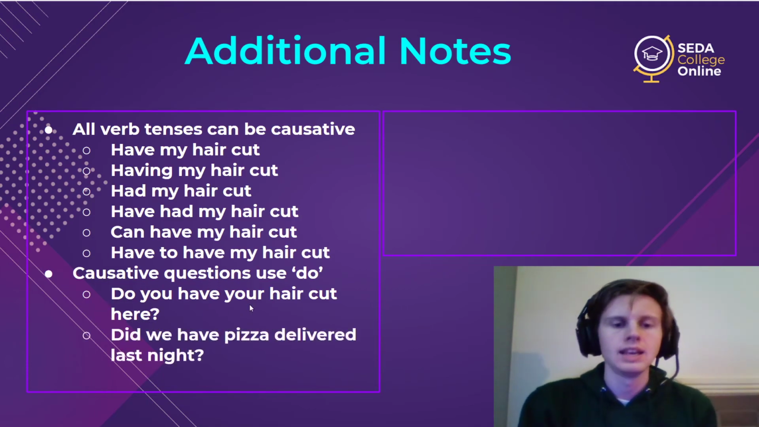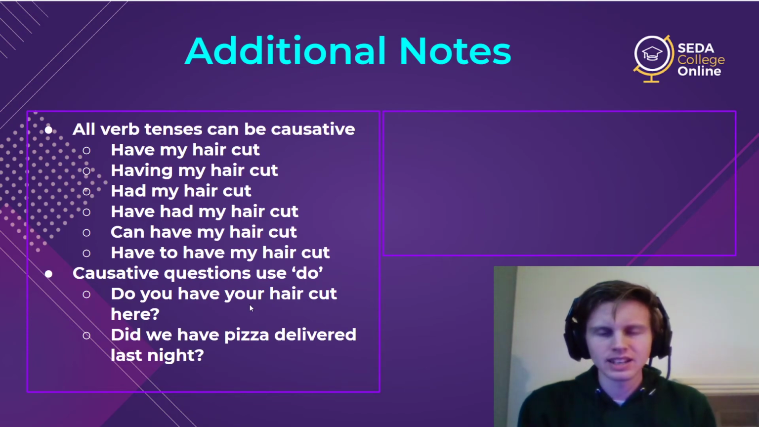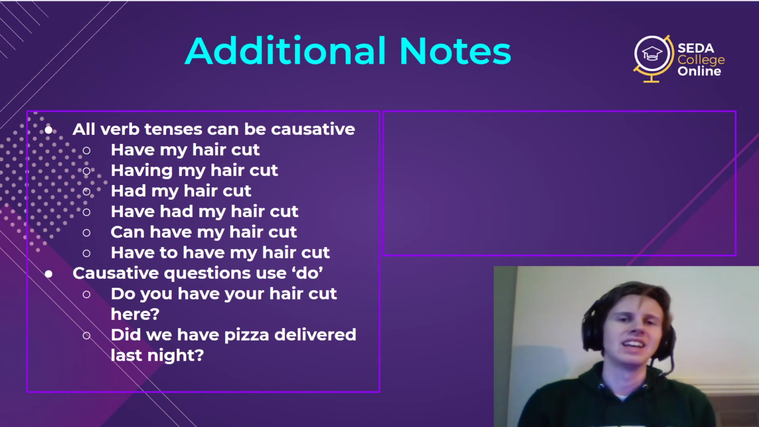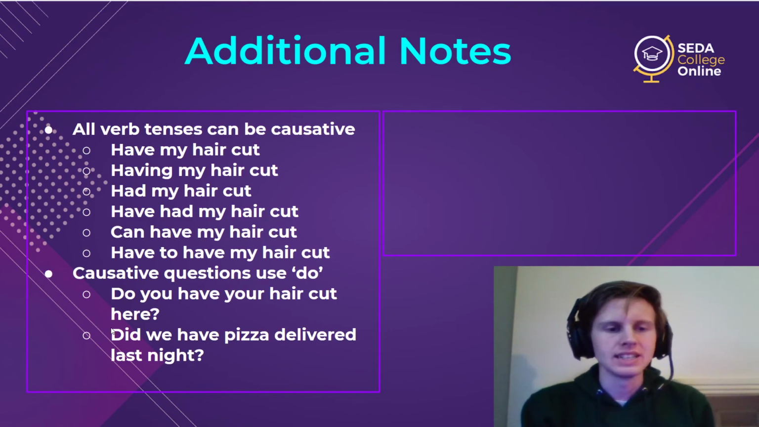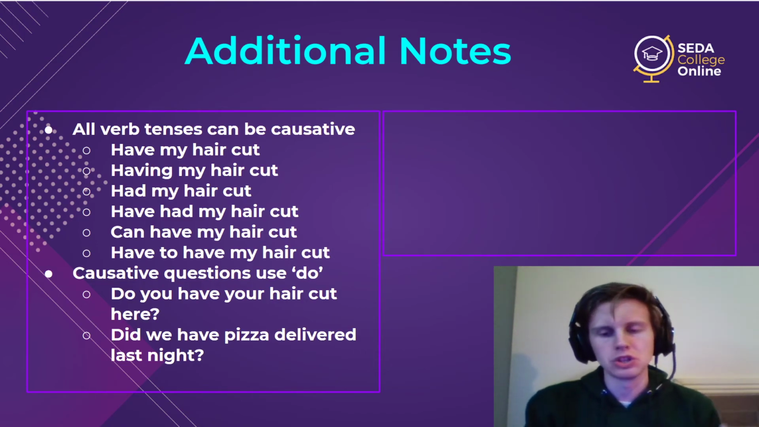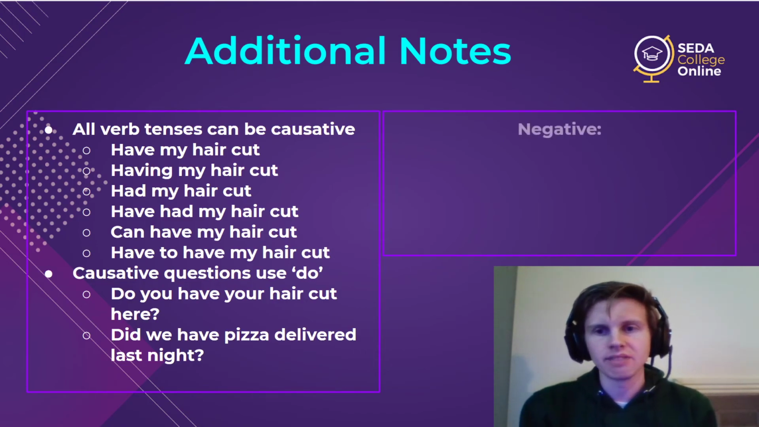Or past tense. Did we have pizza delivered last night? Oh, it was a crazy party. I can't remember. Did we have pizza? Did we have pizza delivered? So you can use do or did to make questions, present or past. And just remember, you'll always use do for the causative, and it's the same for the negative.